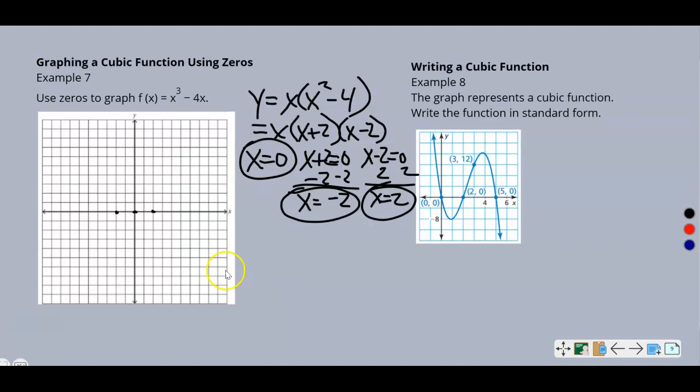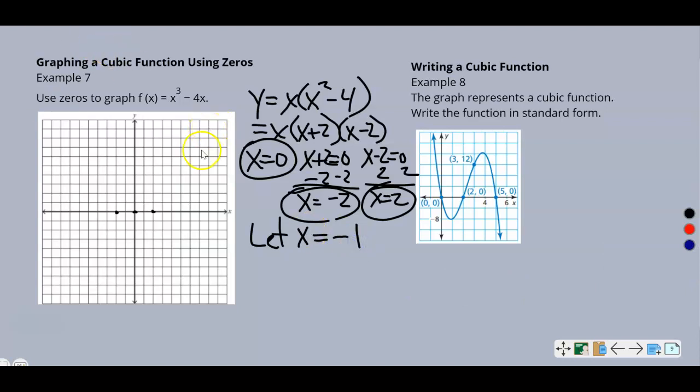So we can find points in between here to see the shape of the graph by letting x equal negative 1 and 1. So we're just going to say let x equal negative 1. Why did I choose negative 1? Because it's in between 0 and negative 2. And we already know where those points are. Those lie on the x-axis. So let's see where x at negative 1 is.